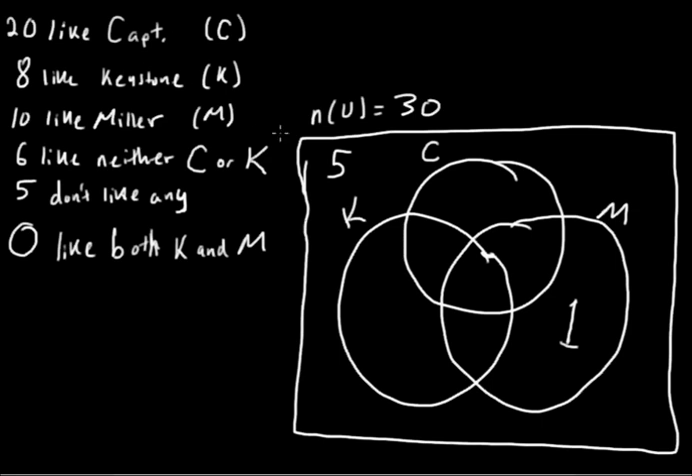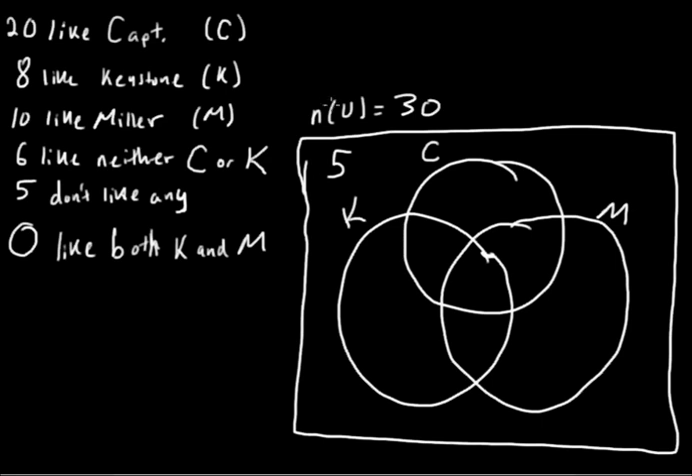Okay, so I went ahead and drew the universal set and the Venn diagram with the subsets, C representing Captain, K representing Keystone, and M representing those students that like Miller. I already have a little 1 drawn in here, which I really shouldn't, so I'm just going to take that away. And I have a 5 out here too. That 5 represents those students that don't like any of these drinks. Obviously, if they don't fit with any of these sets, they're outside of these sets, so they're represented out here, in the space of the universal set, but not within any of these subsets.